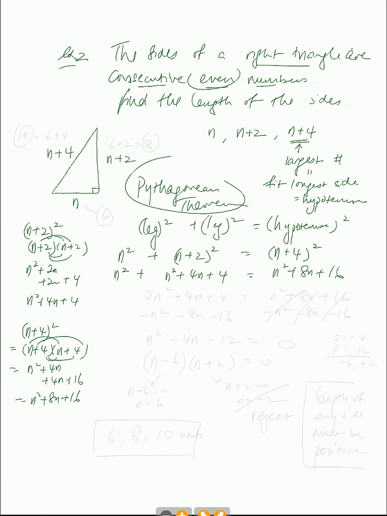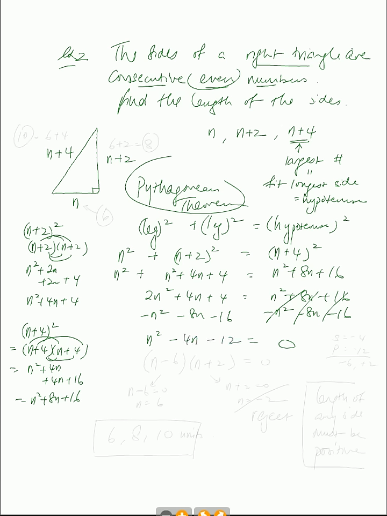Okay, so remember when you're solving a quadratic equation, you must have a 0 on one side. So let's clean this up a little bit. You have n squared plus 4n plus 4 equals n squared plus 8n plus 16. I need to get a 0 on one side. So minus n squared on both sides, minus 8n on both sides, and minus 16 on both sides. What I end up with is 0 on one side, but on the left side, I now have n squared minus 4n minus 12.